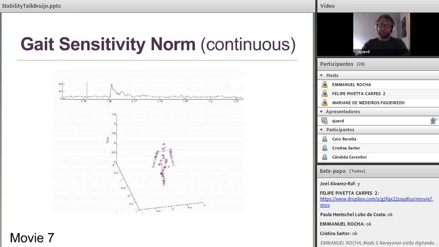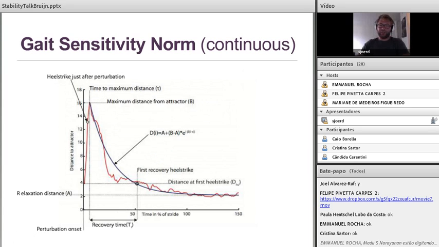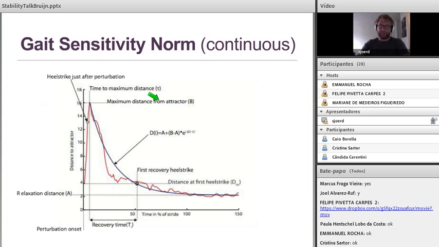So this we can do, and we can calculate several measures from it, as outlined here. So we can calculate, for instance, I outline the most important measures. So the maximum distance from the attractor that you get after your perturbation. So how far do you move away from your normal gait pattern? And you can fit a return line through that via an exponential, which is mentioned there. And that will give you an idea of how fast you are returning to the gait pattern.